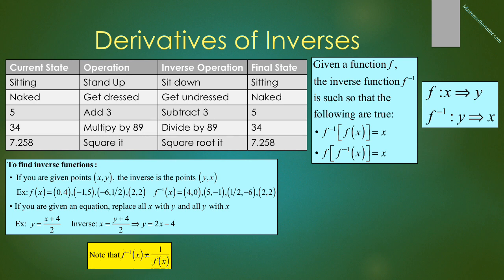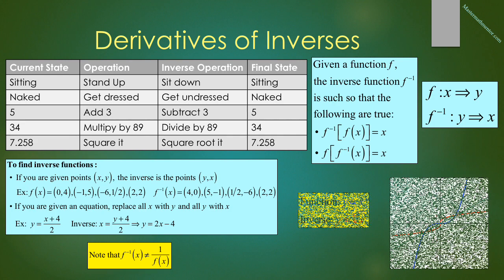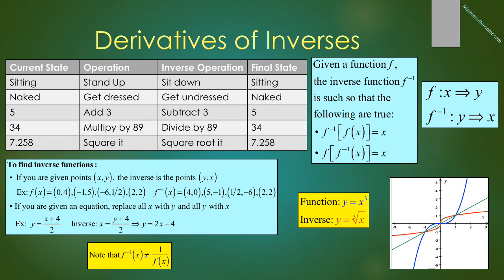Note that f inverse of x is not the same thing as the reciprocal of f of x, or 1 over f of x. That's true with numbers: 4 to the negative 1 is equal to 1 over 4, but not true with operations. One final note. When you graph a function and its inverse, the inverse will be a mirror image of the function across the line y is equal to x.